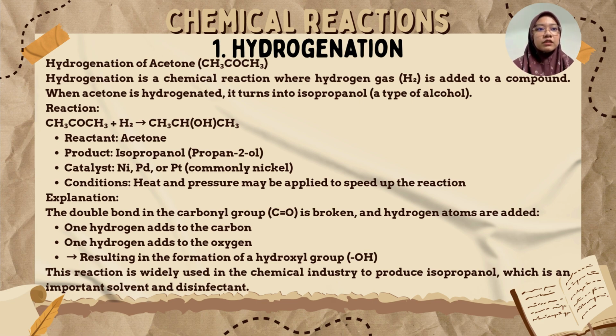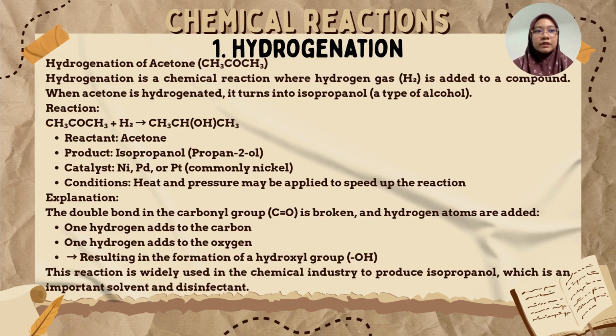Chemical reaction of hydrogenation. Hydrogenation of acetone, which is CH3COCH3. Hydrogenation is a chemical reaction where hydrogen gas, H2, is added to a compound. When acetone is hydrogenated, it turns into isopropanol, a type of alcohol. The reaction is CH3COCH3 plus H2 to become CH3CHOHCH3. Reactant is acetone. Product is isopropanol.